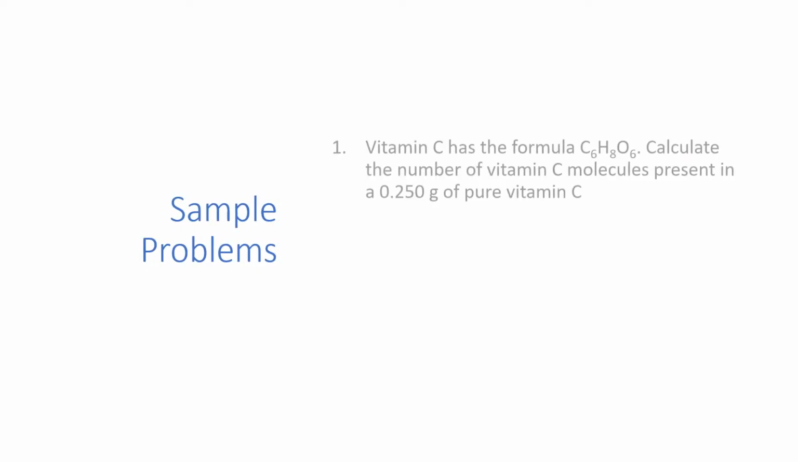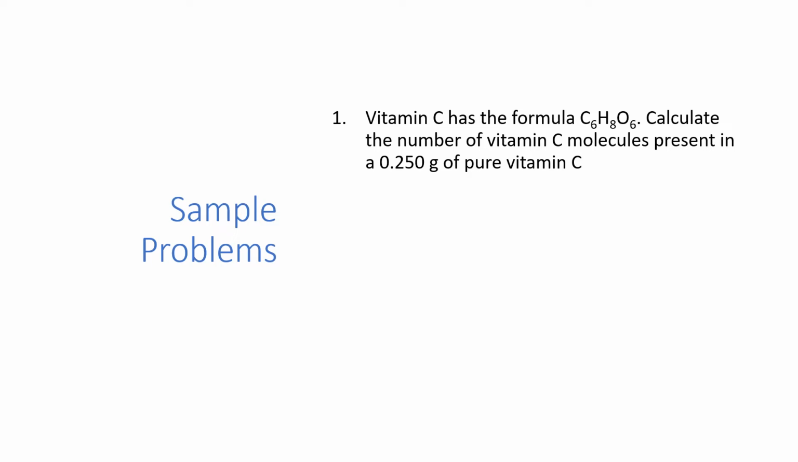Okay, next, yung sample problems natin. For example, vitamin C has the formula C6H8O6. Calculate the number of vitamin C molecules present in a 0.250 gram of pure vitamin C. So, very simple computation lang naman to. Ano na kailangan natin is, of course, yung given natin na 0.250 gram of pure vitamin C. And then, i-convert lang natin siya the number of vitamin C molecules. So, simple lang.